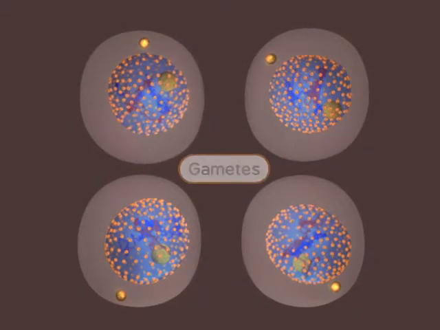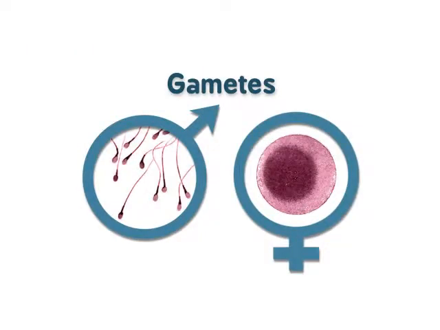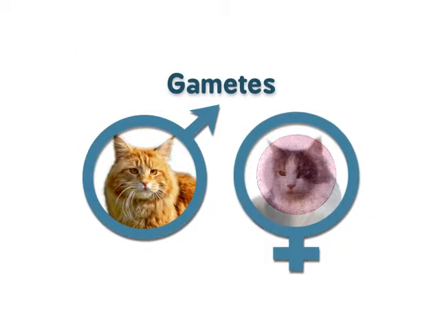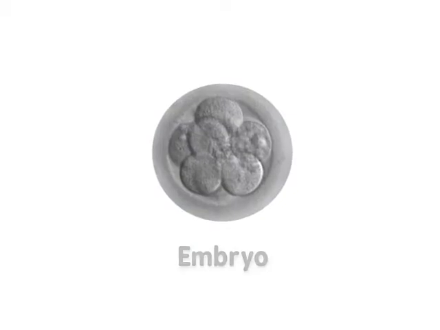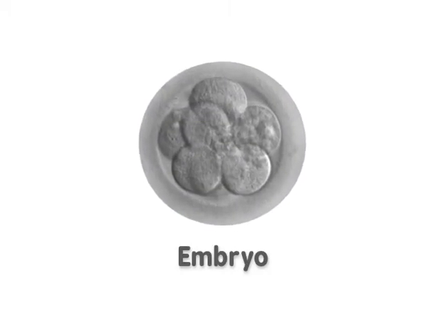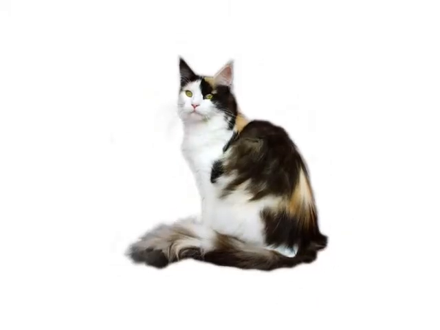These cells are gametes. Two gametes, one from a father and one from a mother, may fuse to produce a diploid embryo. The resulting embryo then grows through many cycles of mitosis.